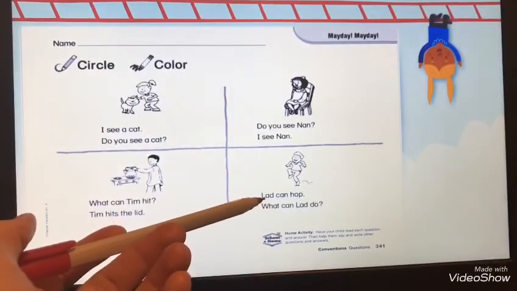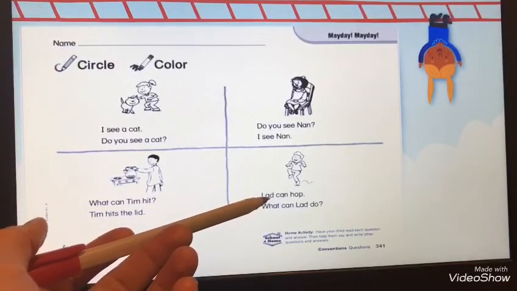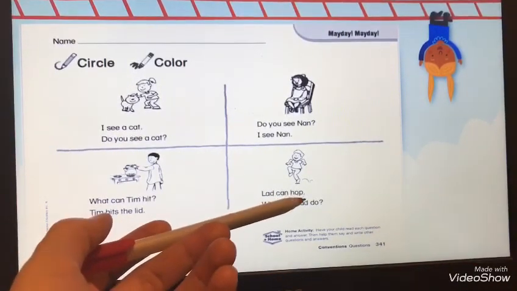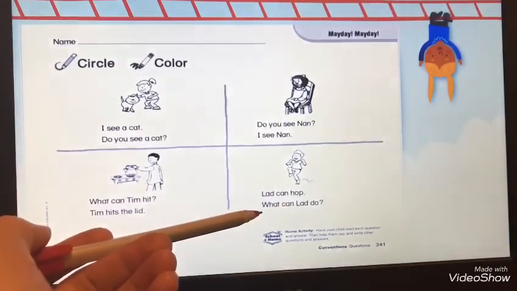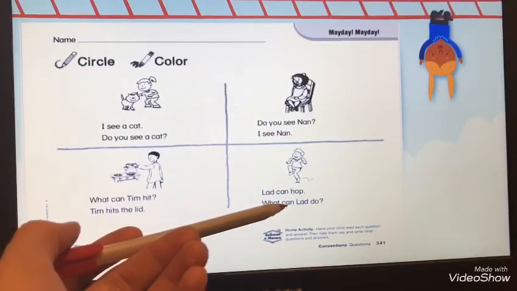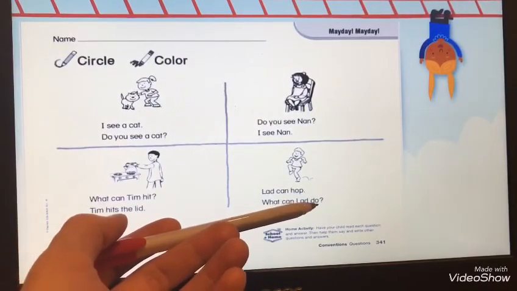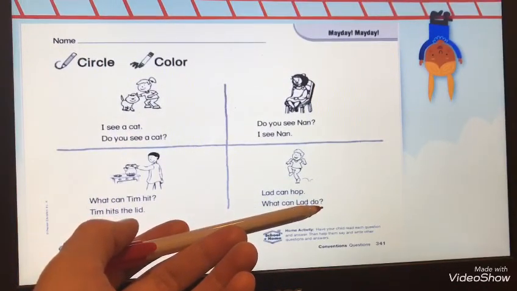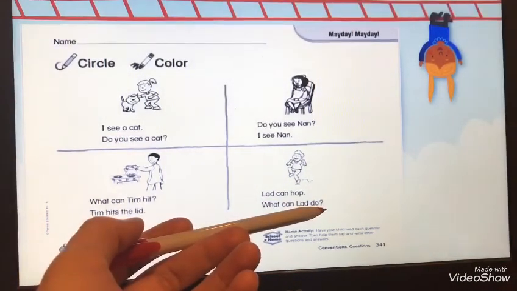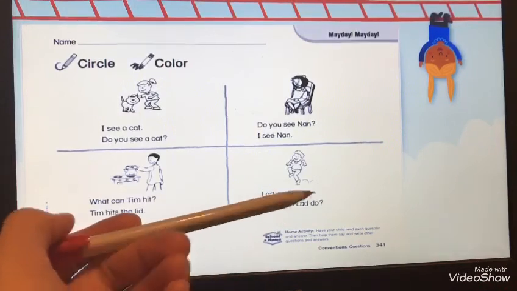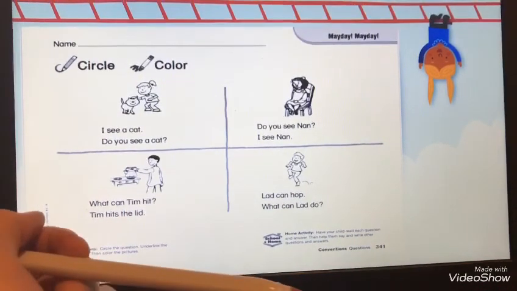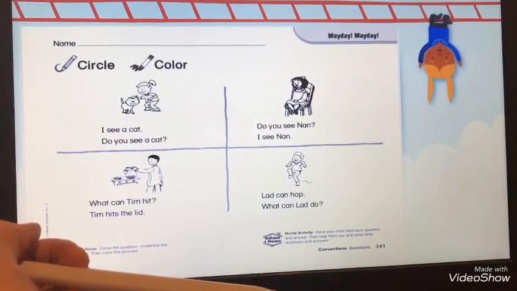Now look here. Lad can hop. What can Lad do? And a question mark at the end. Now I want you to circle the question sentence and underline the answer sentence.